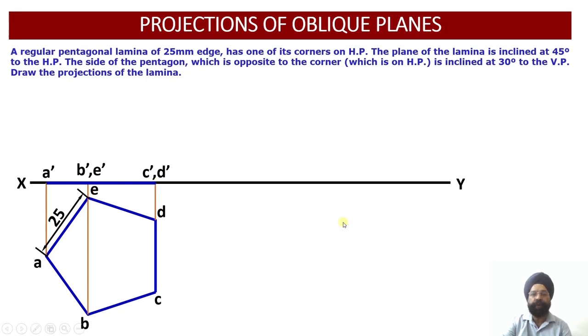Now we have to incline this lamina in such a way that the surface of the lamina is inclined at an angle of 45. We could have inclined it this way or this way. But if we incline the lamina this way, it will be resting on the horizontal plane on its edge, not on the corner. But we have been provided with the information that this regular pentagonal lamina has one of its corners on the HP while the plane of the lamina is inclined at 45 degree to the HP. So inclination this way is discarded.